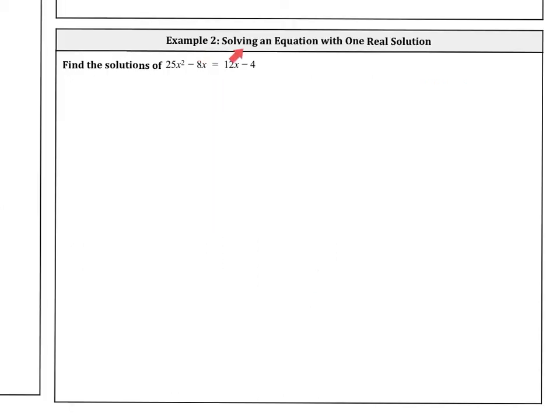Example number 2. Find the solutions of 25x squared minus 8x equals 12x minus 4. Now you need to bring the 12x minus 4 to the other side so you can get the 0 here. So you're going to subtract 12x on both sides, and you're also going to add on the next step. So it's going to be 25x squared minus 20x equals negative 4, and now you're going to add 4 on both sides. So you get 25x squared minus 20x plus 4 equals 0.